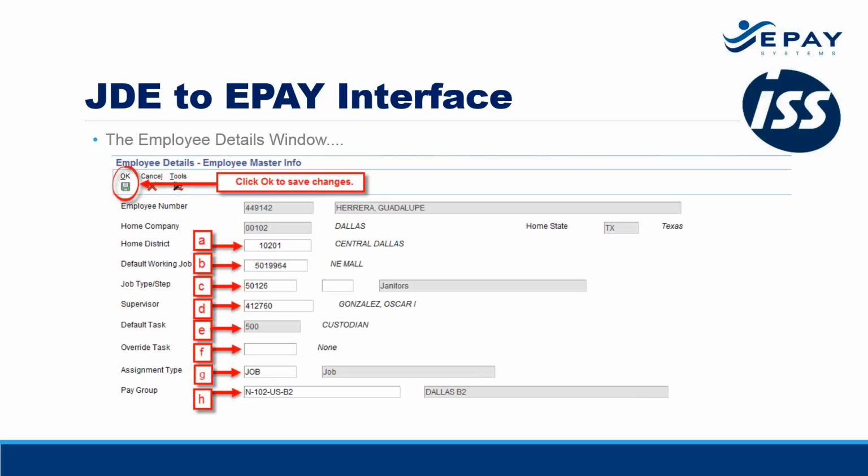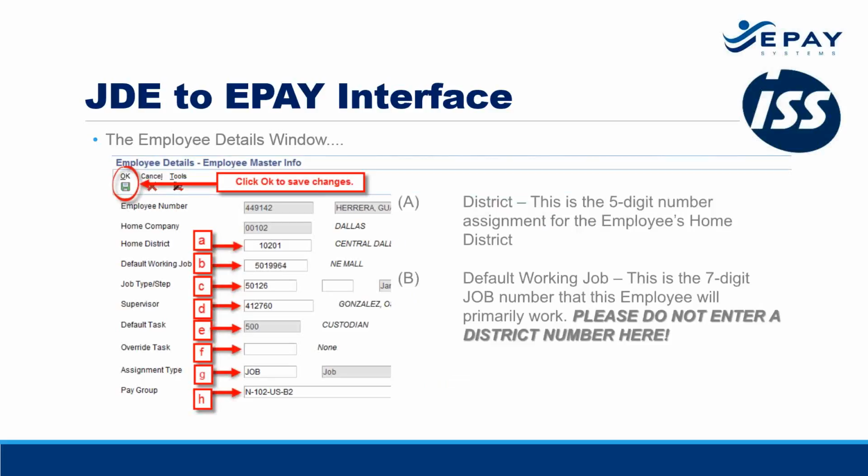When we're looking at the list of attendees today on the webinar, there's a handful of you that actually have access here. So I guess listen up. Those 8 fields are listed here, and this tab is called the Employees Details window. In here, you can go through and see the home district, the default working job, job type, etc. All that information was set up on the employee record.